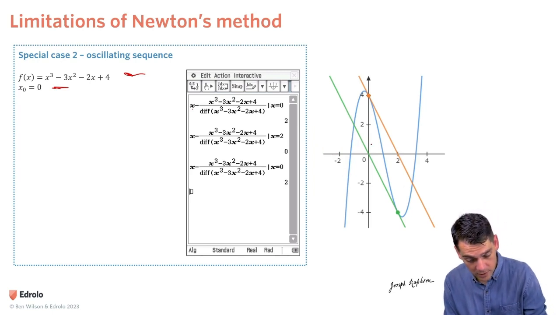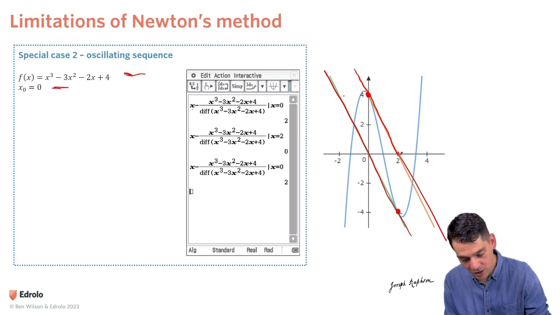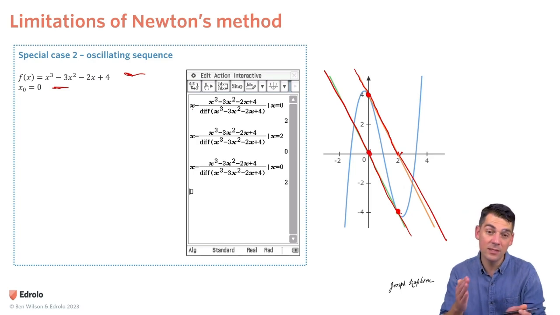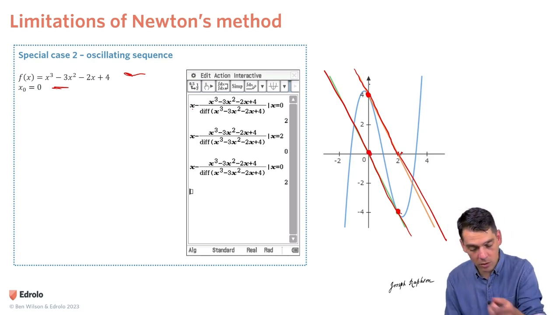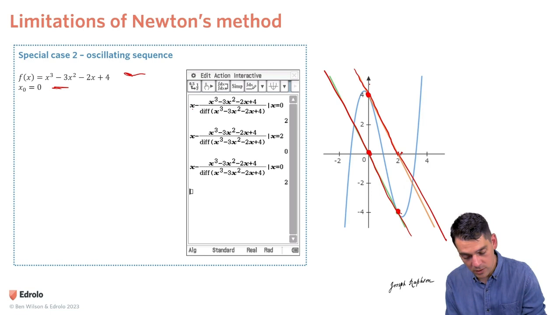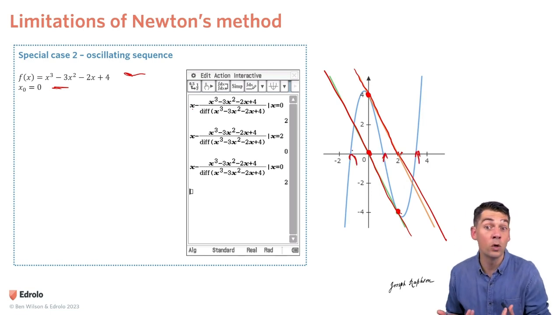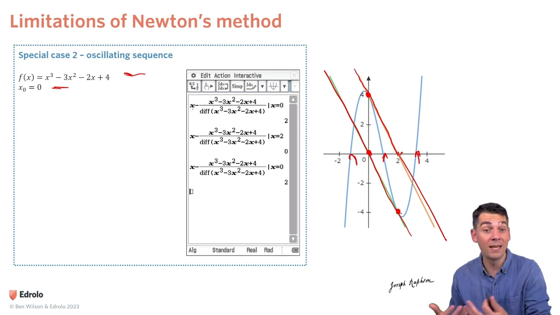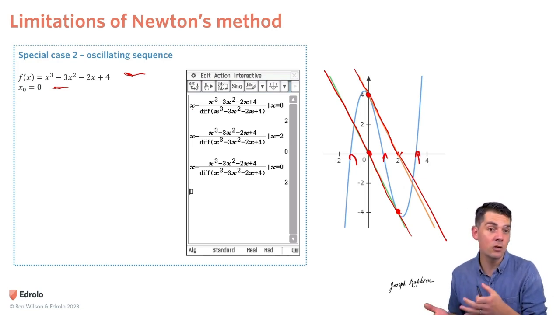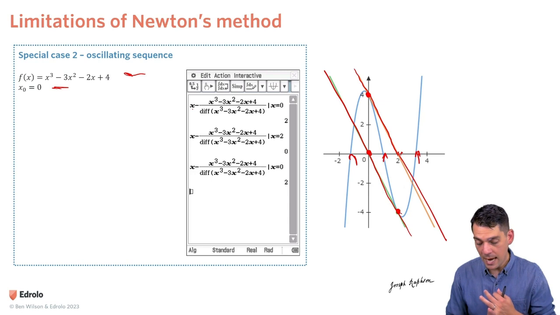Our initial guess was 0, which would give me this tangent here. And when I found the x-intercept of the tangent, it was 2. And then when I found the x-intercept of that tangent, it went back to 0 again. See how these tangents are parallel? So it's just going to go round and round in circles, and it's never going to approximate this root or this root or this one. So it's not going to work. So that's another example of a limitation of Newton's method. It's not as common as that first one, but it is a limitation nonetheless.